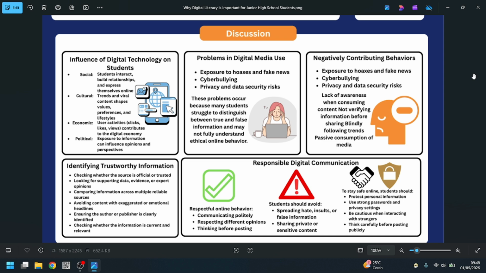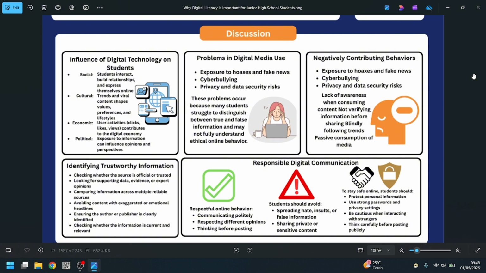Politically, exposure to information can influence opinions and perspectives. They might get actual information. They may get misinformation. They may get information that has been changed or made to get clicks from the media. We don't know.